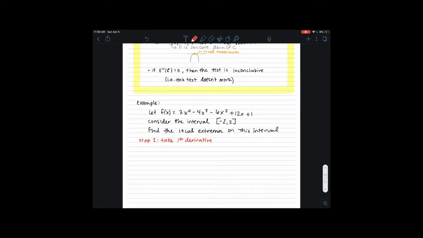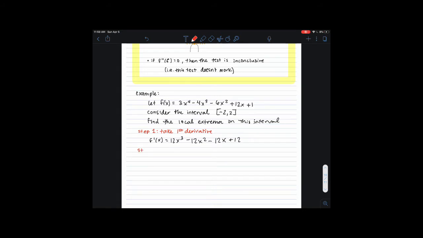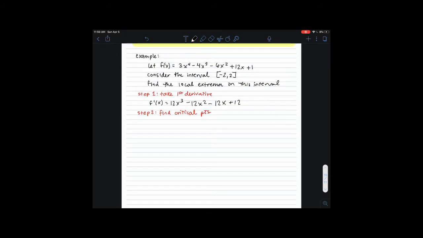Okay, so we're taking our first derivative. We have f prime of x is equal to 12x cubed minus 12x squared minus 12x plus 12. And we need to find all those critical points, which we know is where the first derivative is equal to 0. So find critical points. So we're going to set this guy, our first derivative, 12x cubed minus 12x squared minus 12x plus 12 equals 0, and solve for x.